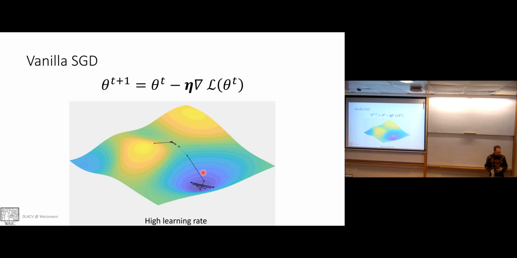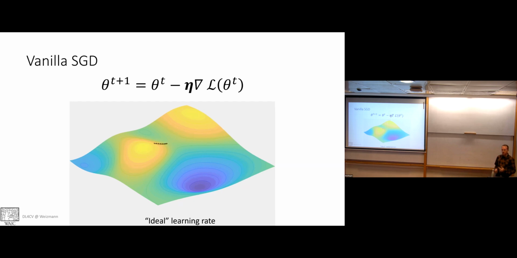So maybe we want to make smaller steps. We want to be very cautious. But if we make very small steps, we don't get anywhere. We are in the right direction, but it will take forever to optimize this function.